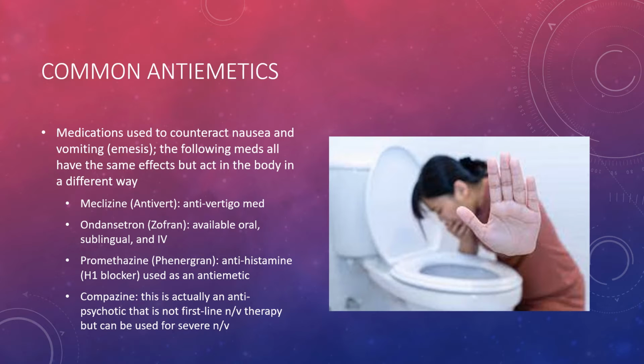Ondansetron, Zofran. This is available orally as a tablet, sublingually, so underneath your tongue, and in an IV form. I think this one is probably the most common. If you've ever gone to the doctor for nausea, this is most likely what they gave you. Promethazine or Phenergan, which is an antihistamine that can be used as an antiemetic, and then Compazine. This is actually an antipsychotic med that isn't first-line nausea and vomiting therapy, but can be used in severe nausea and vomiting.